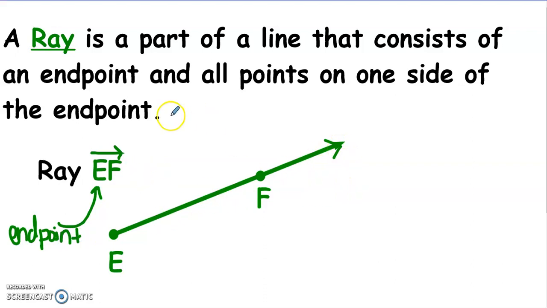That would not be the same thing as saying ray FE. Okay? If it was ray FE, it would look like this. F extending on, oh, that is a messy F. We'll redo that. Ray FE. So this would be called ray FE.